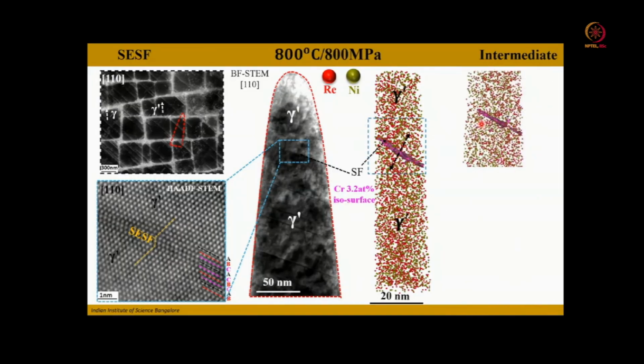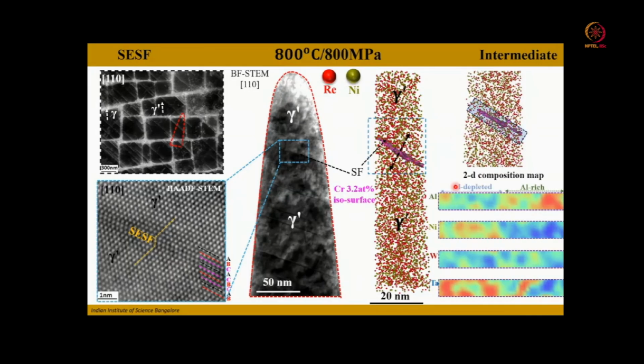Then again, he has plotted a two-dimensional profile perpendicular to the viewing direction. What we observed is there is an aluminum depleted region across the fault plane, while there is an aluminum rich region across the fault plane. So there is a variation in aluminum composition. Similarly, the nickel also varies. Wherever the aluminum is depleted, there nickel is enriched and tantalum is enriched. Wherever aluminum is enriched, there nickel and tantalum got depleted.